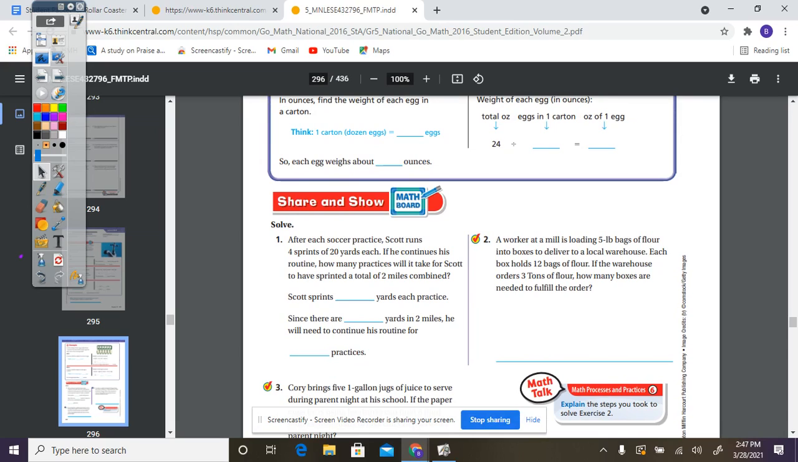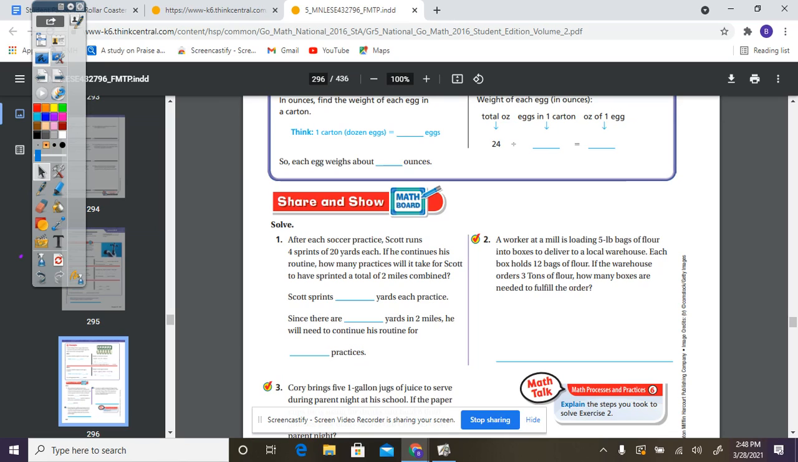A worker at a mill is loading 5-pound bags of flour into boxes to deliver to a local warehouse. Each box holds 12 bags of flour. If the warehouse orders 3 tons of flour, how many boxes are needed to fulfill the order? So after reading that the first time, the only thing my brain thinks is, well, there's lots of numbers in this problem. That's a lot of flour. What are they cooking? I don't understand.